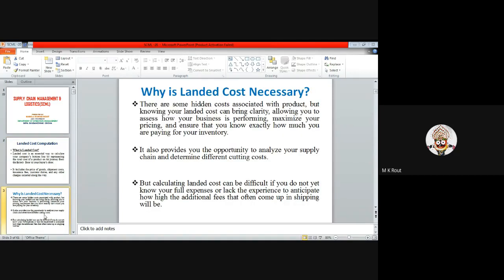while the landed cost is necessary, there are some hidden costs directly or indirectly associated with the product. But knowing the landed cost can bring clarity, allowing you to assess how your business is performing and maximize the pricing, ensuring that you know exactly how much you are paying for the inventory. That's the most important part. Suppose you take the example of a transportation agency.